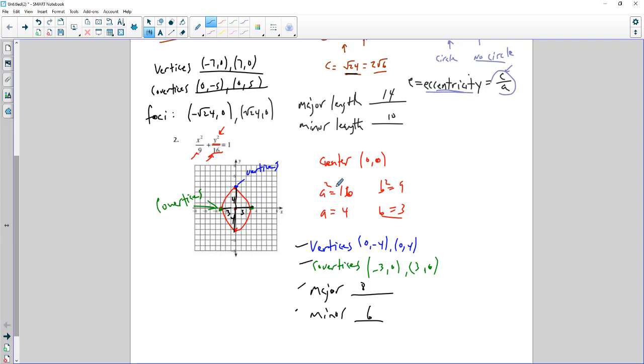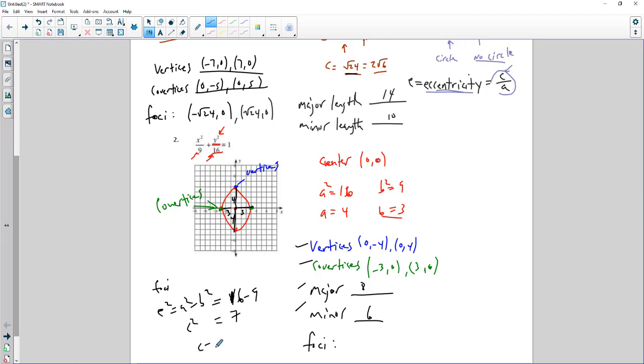What else are we missing? The foci. Let's go ahead and do the foci. So we're determining the foci by saying c squared is equal to a squared minus b squared. It's the way it always is for the ellipse. So now I have 16 minus 9, which is 7.